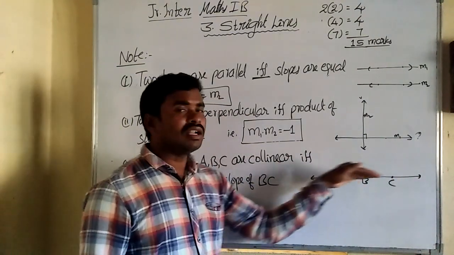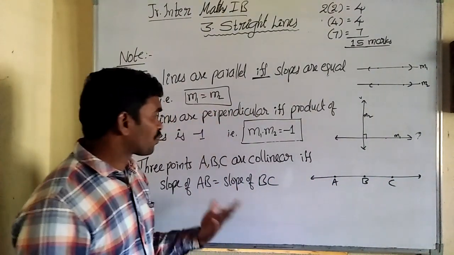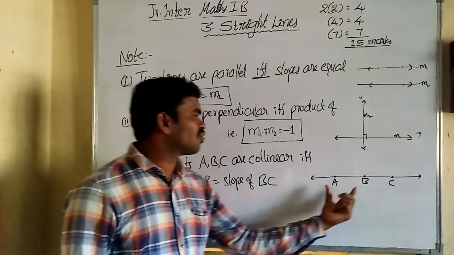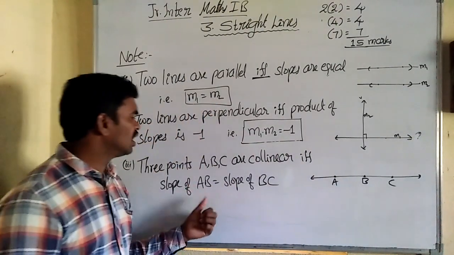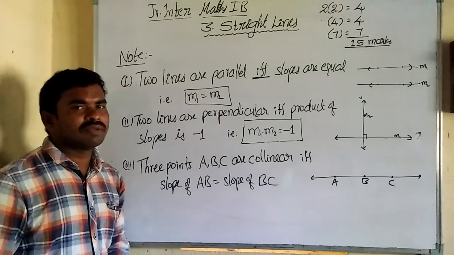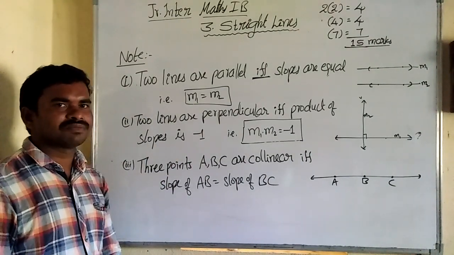If they lie on the same line, then we can say those are collinear. To check whether those are collinear or not, we just find the slope of A and B and the slope of BC, and if both are equal, then we can say the 3 points are collinear. Okay, now these are the 3 important points. Please make a note of them. Then we can enter into the problems.